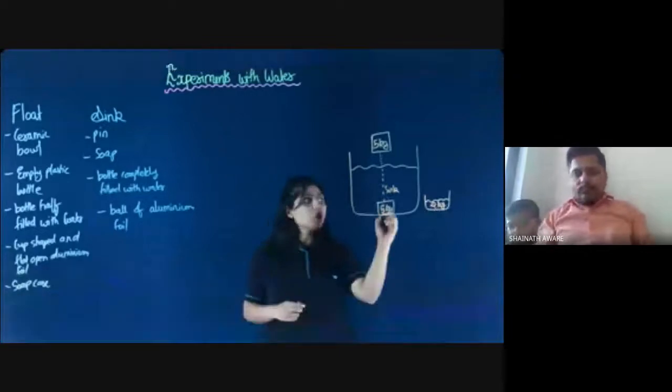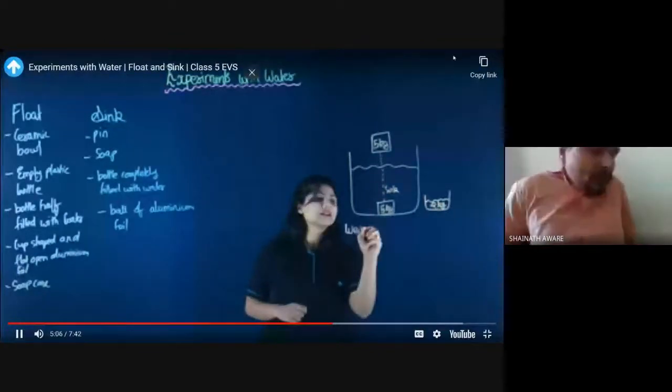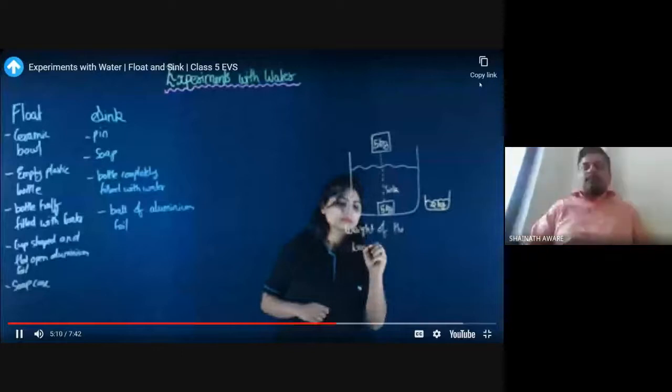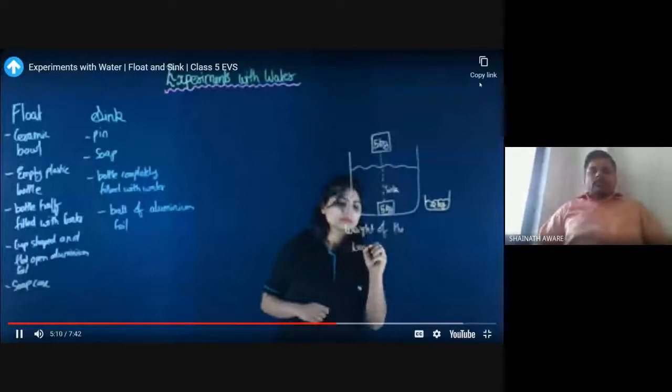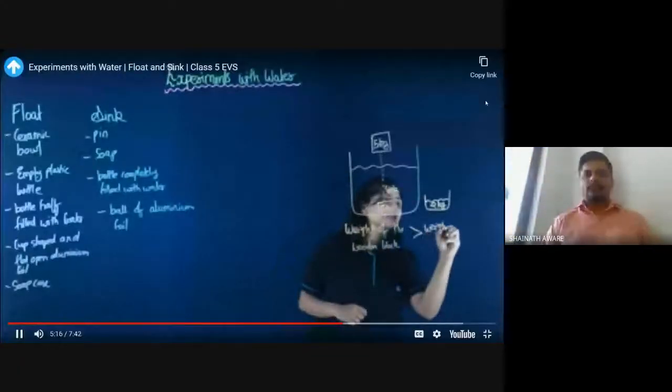Now compare the weight of the wooden block and the displaced water. Which one is more? The weight of the wooden block is more than the weight of the displaced water, due to which the wooden block sinks. So this is the whole idea of sinking.